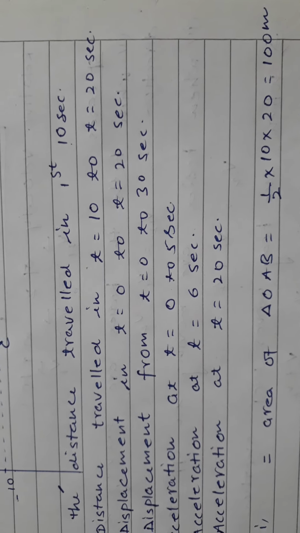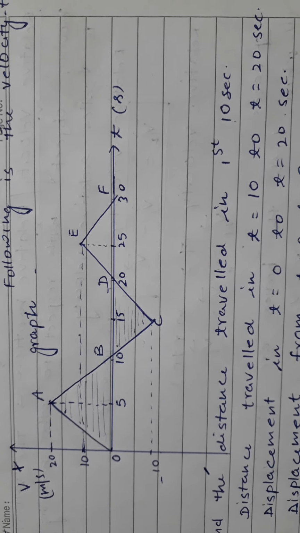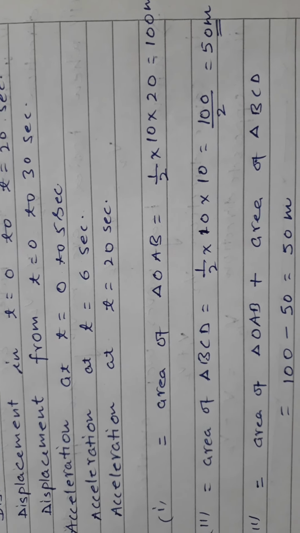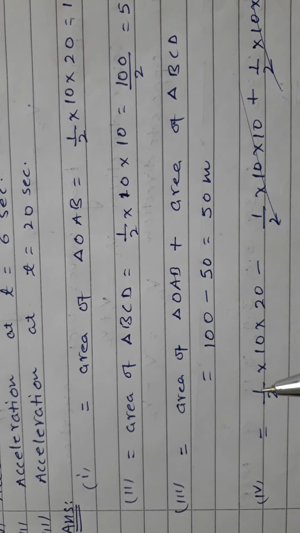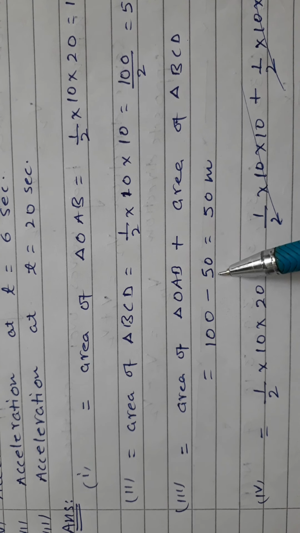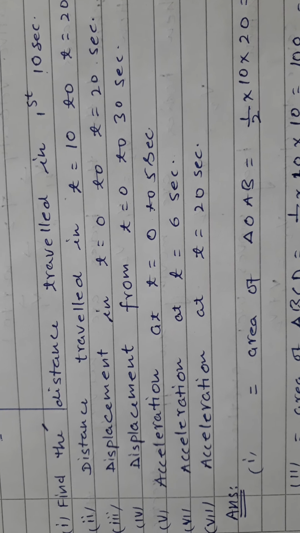In the third part, we see the displacement from t is equal to 0 to t is equal to 20 second. So two parts will be covered. There will be one triangle in the upper half and a lower triangle. The upper triangle area is taken as positive and the lower triangle area is taken as negative. So this is area OAD plus area of triangle BCD. We take negative sign because this is in the lower part. The area below is negative, the upper one positive, because the lower direction is the negative direction.